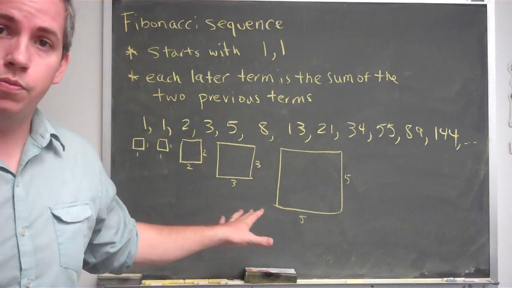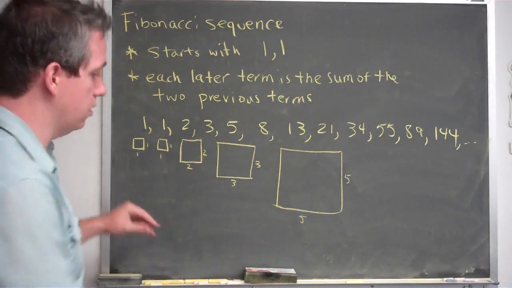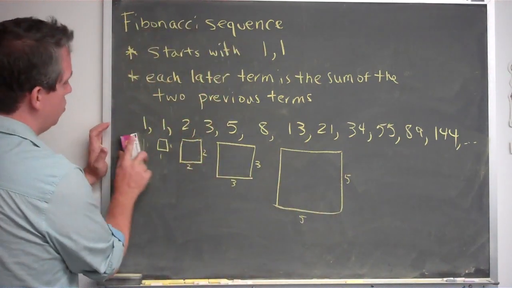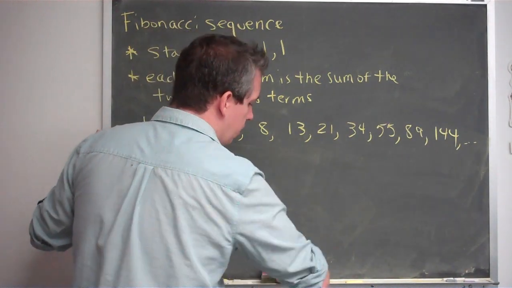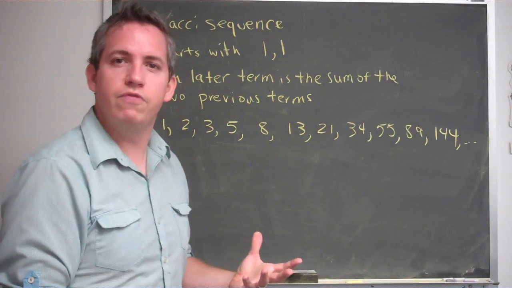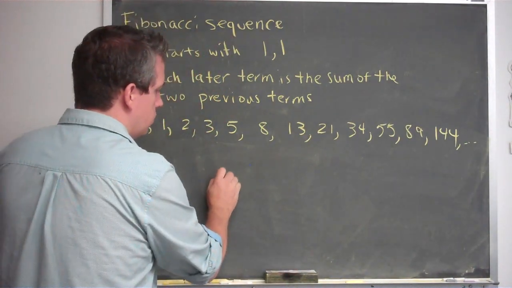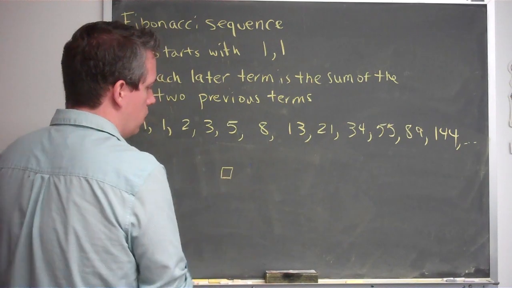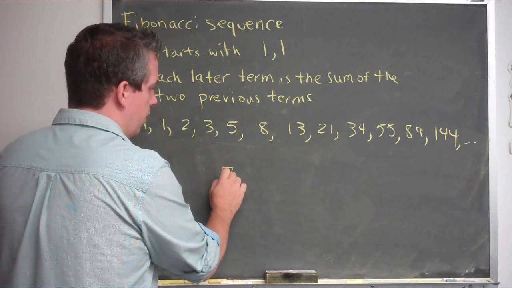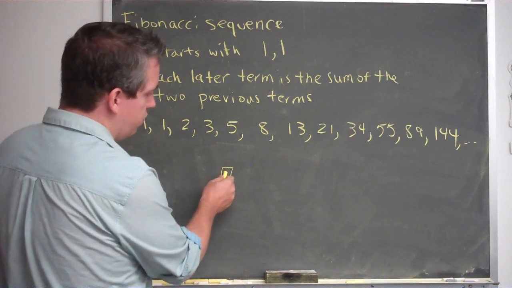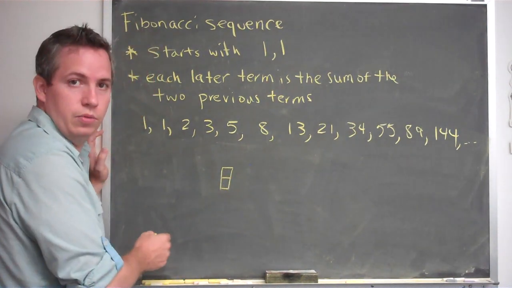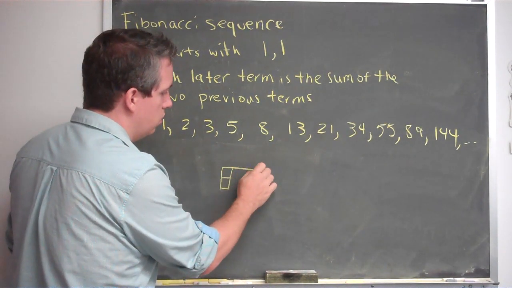And it turns out these squares pack together really nicely. So let's try it. Let's do just the 1 by 1, the 2 by 2, the 3 by 3, the 5 by 5, and see if we can pack them onto this board a little bit more efficiently. So I'll do a 1 by 1, and then I'll do another 1 by 1. So this is like the first Fibonacci number, the second Fibonacci number. And then I'll do a 2 by 2.